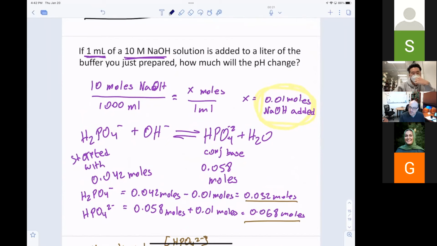Okay. I also just wanted to quickly ask about this problem that you're showing right now. You kind of answered part of my question, which is that you don't really have to change the volume just because it's so small in comparison, like one milliliter compared to 1 liter. But on the exam, if it were like 50 milliliters or 500 milliliters, would we need to take it into account? Is there a threshold that we have to look for?